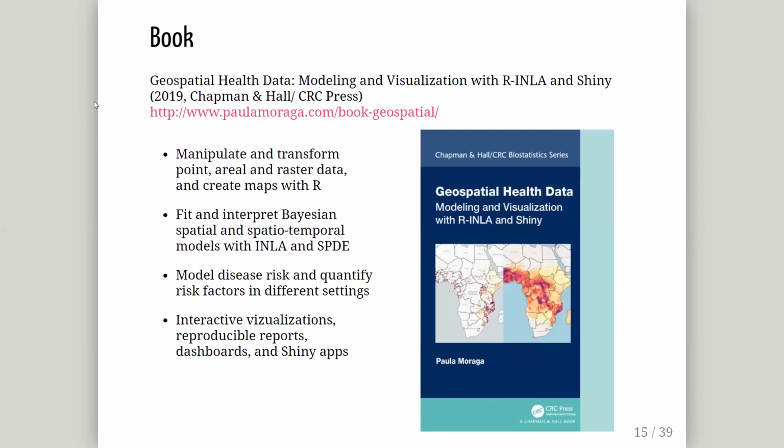So if you're interested in learning more about spatial data and methods, you can take a look at this book, Geospatial Health Data: Modeling and Visualization with R-INLA and Shiny. The book is freely available at this link, or you can also buy the physical copy. The book describes how to manipulate and transform areal spatial data and how to create maps using R. It also shows how to fit and interpret Bayesian models using the INLA and SPDE approaches. And it shows how to create interactive visualizations, reproducible reports with R Markdown, dashboards with flexdashboard, and Shiny web applications that facilitate the communication with collaborators and decision makers.